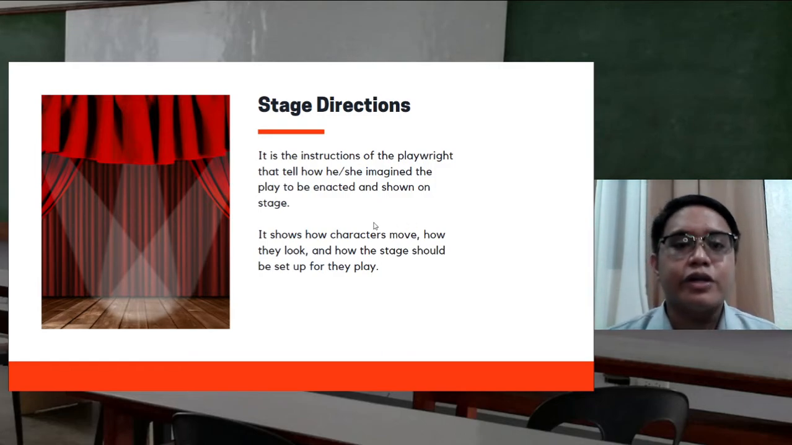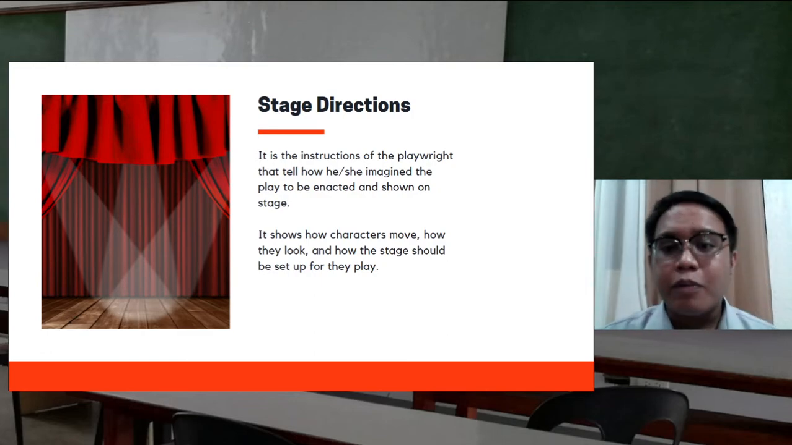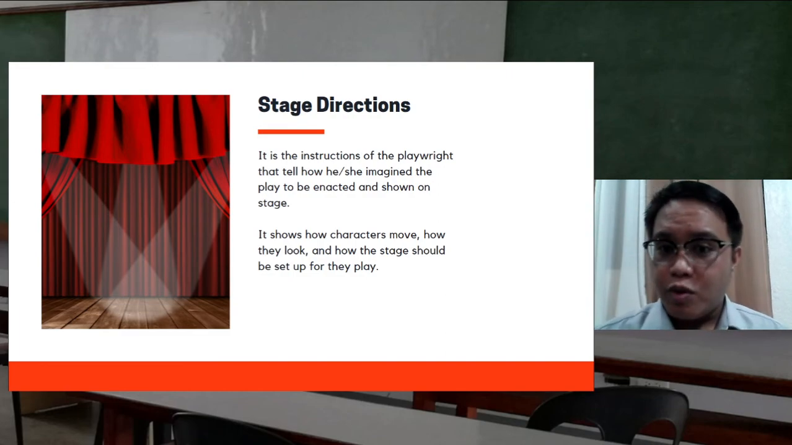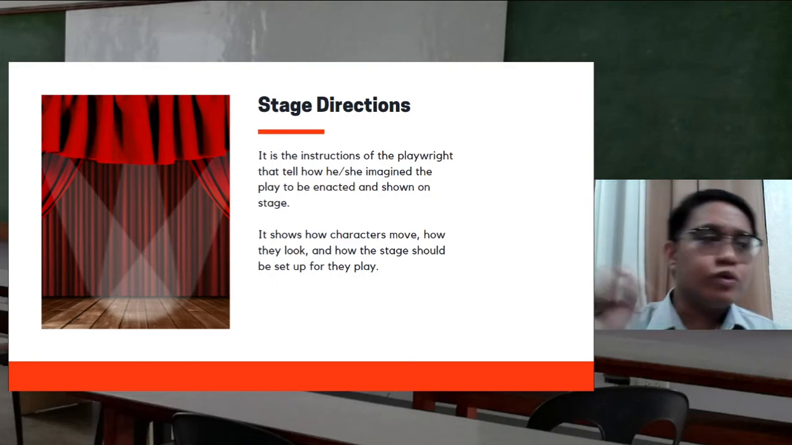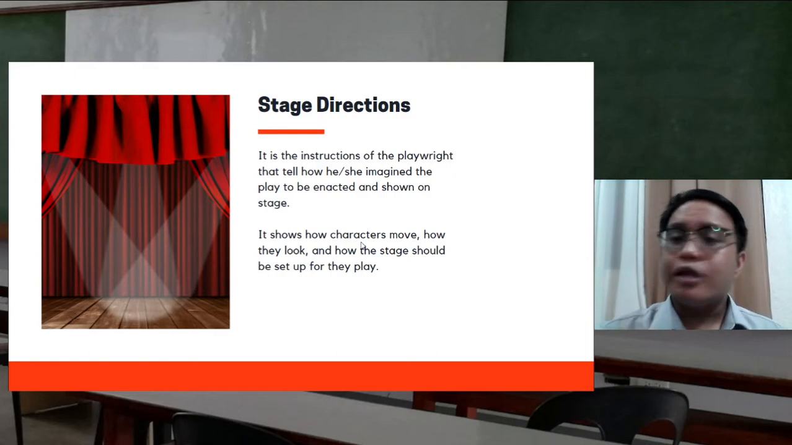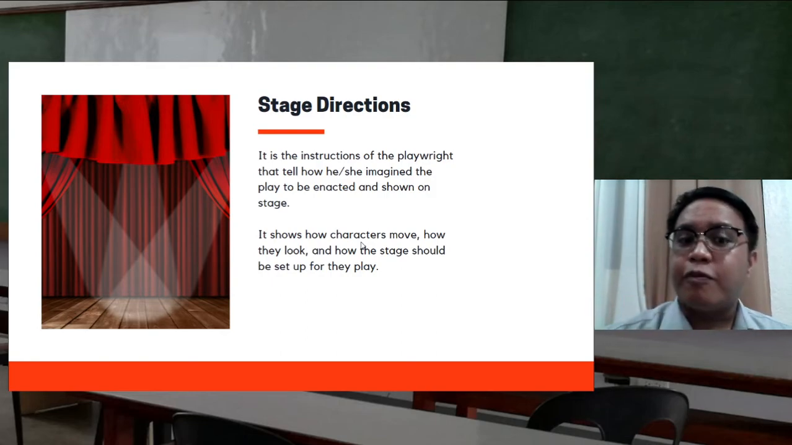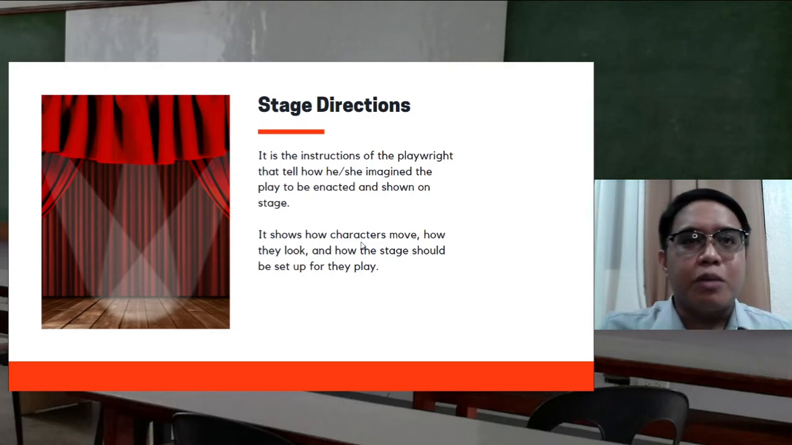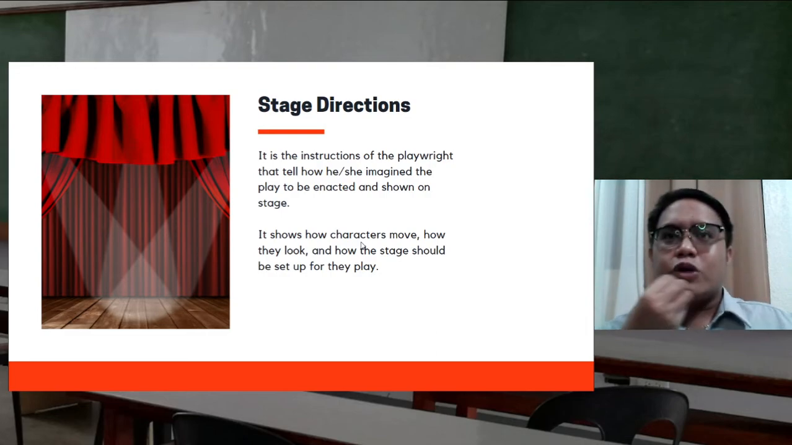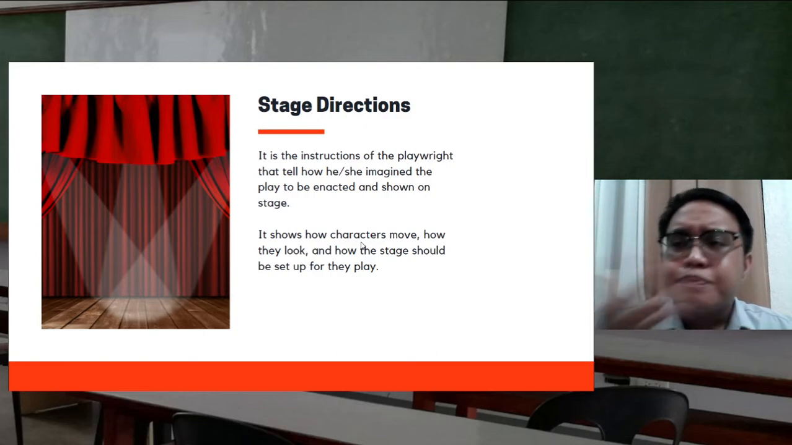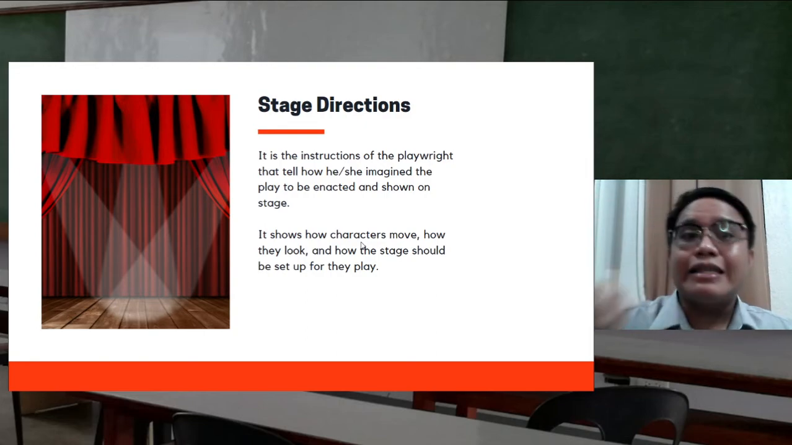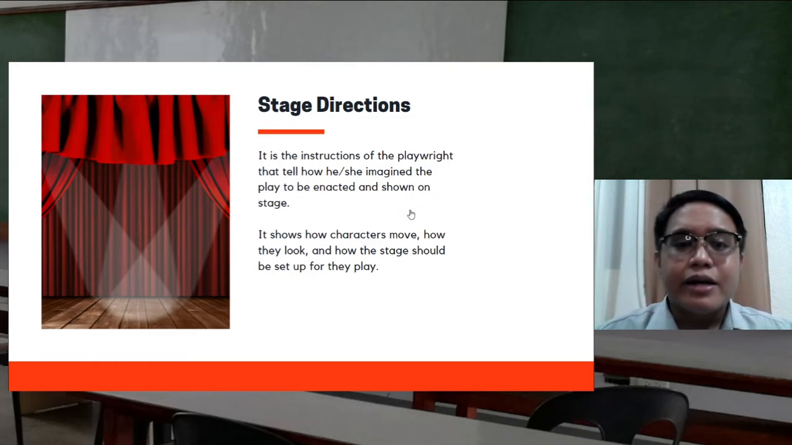So, let's go to the next one, the stage direction. The stage direction is the instructions of the playwright that tell how he or she imagined the play to be enacted and shown on stage. Obviously, the playwright cannot be there all the time whenever the play is presented. So the playwright will always have instructions on what the character should do, and that is what they call stage directions. It shows how characters move, how they look, how the stage should be set up for the play. What is the backdrop, what's the background of the set, what props the characters hold, the facial expressions and the emotions that should be given, it's all in the stage directions, and where the character will move. That's included in the stage directions.